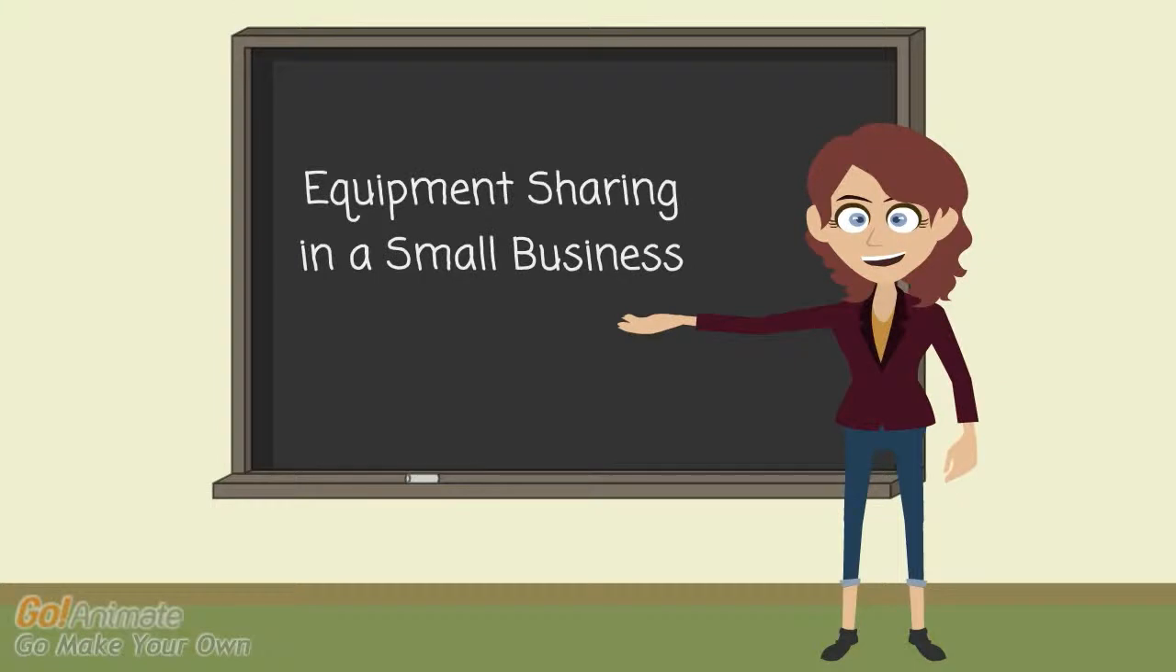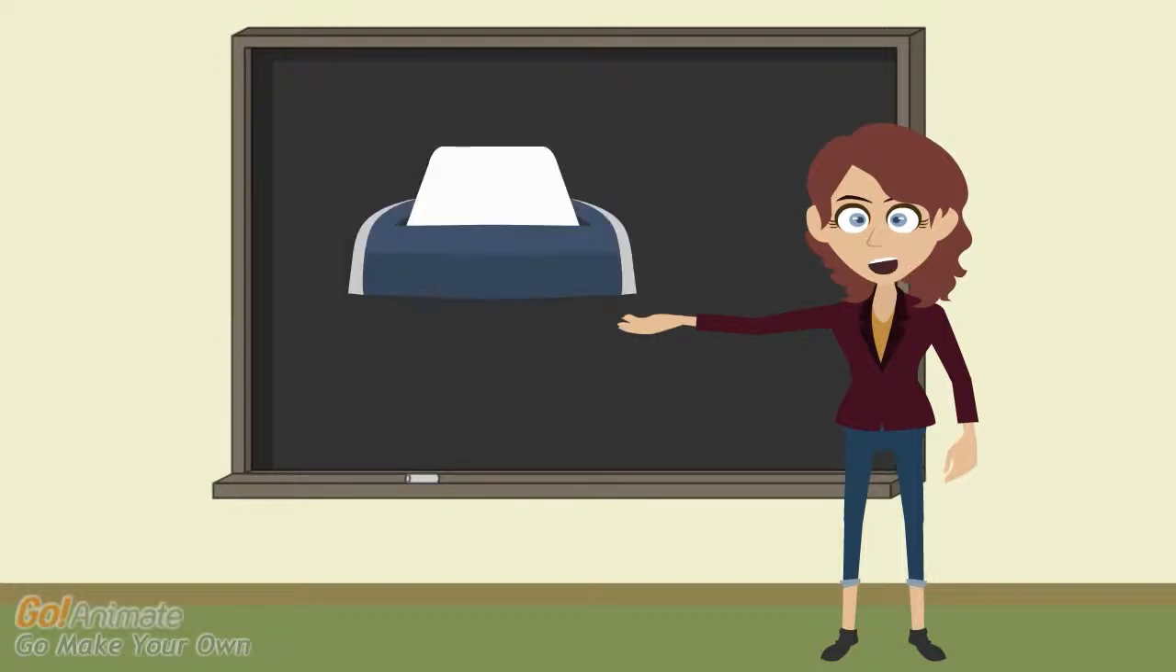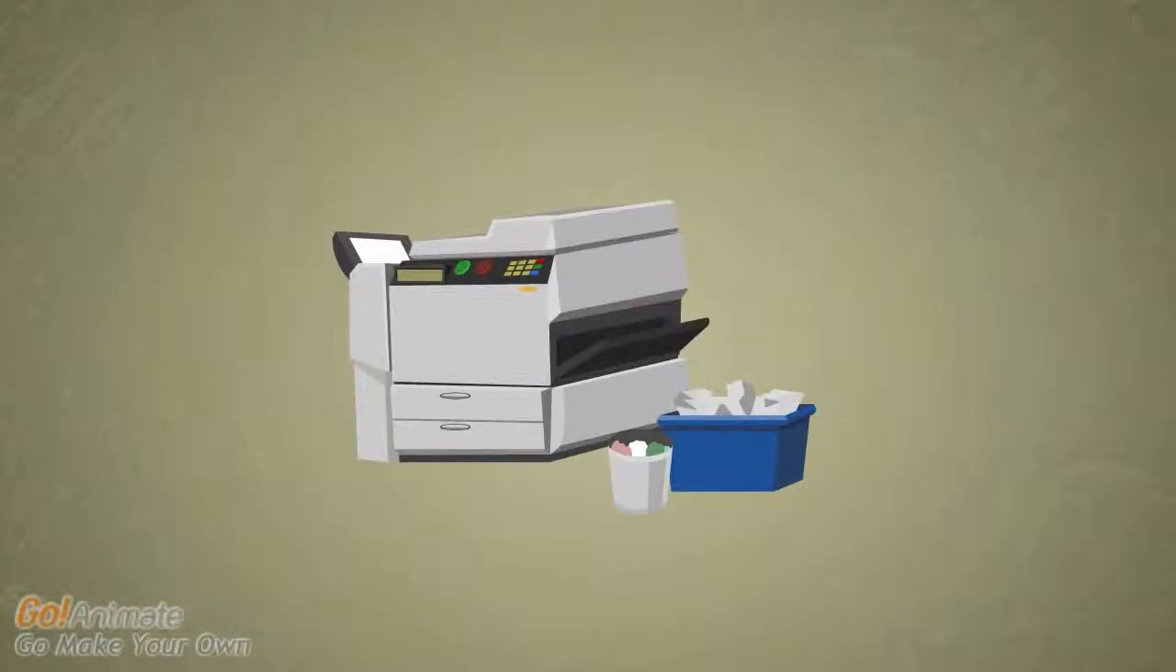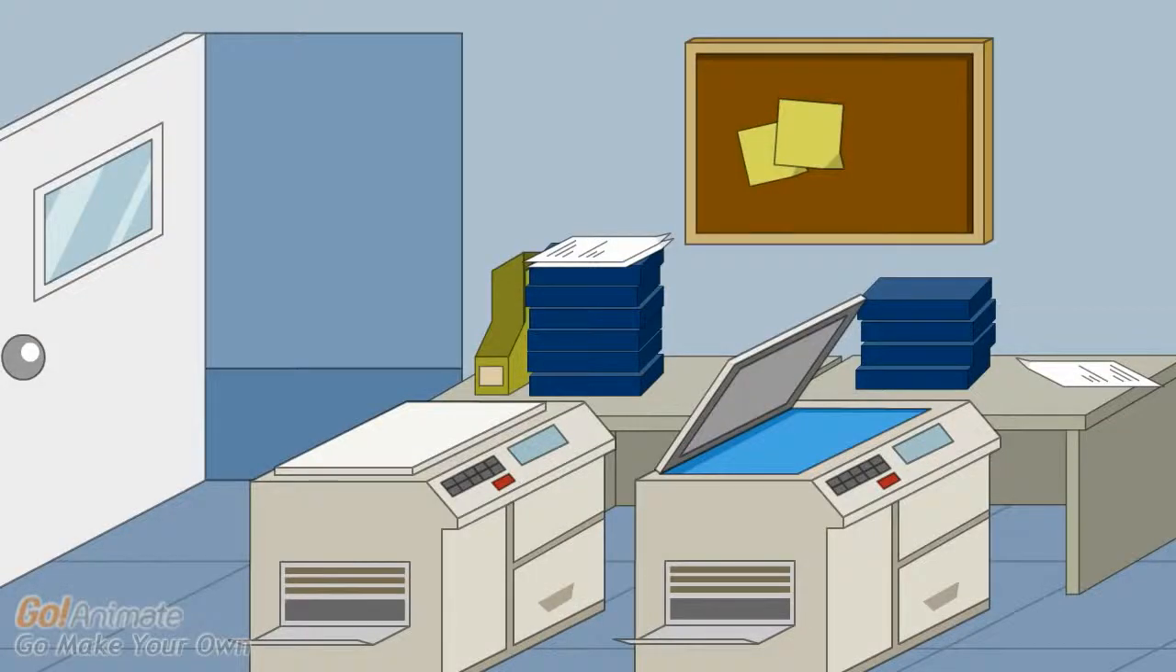Next, let us look at equipment sharing in a small business. A printer is the most common piece of equipment shared in a network. A typical issue in small businesses is sharing personal printers attached directly to a user computer's port. Sharing printers in this manner is challenging because the user has control over the printer's operation.